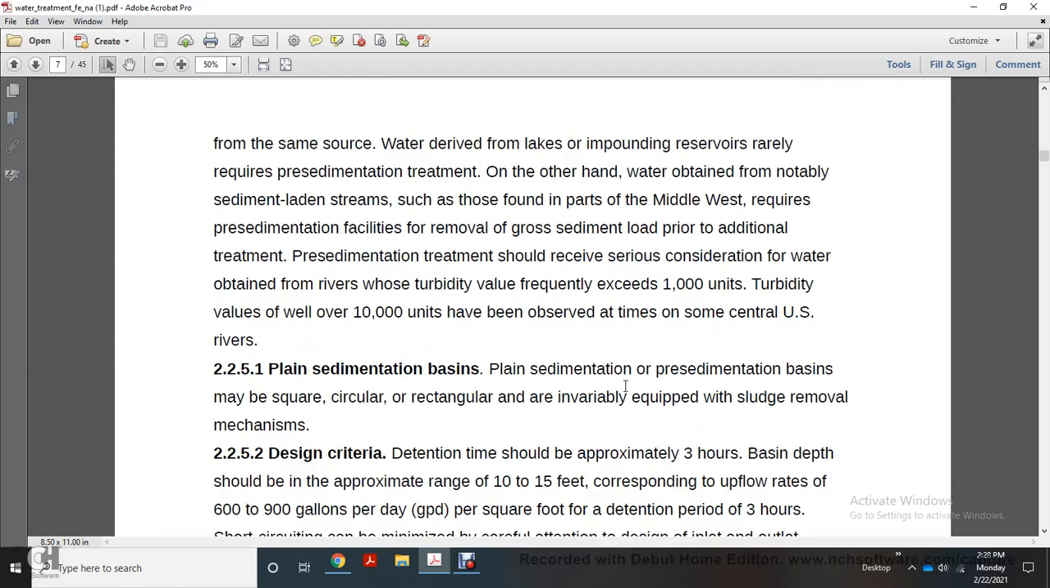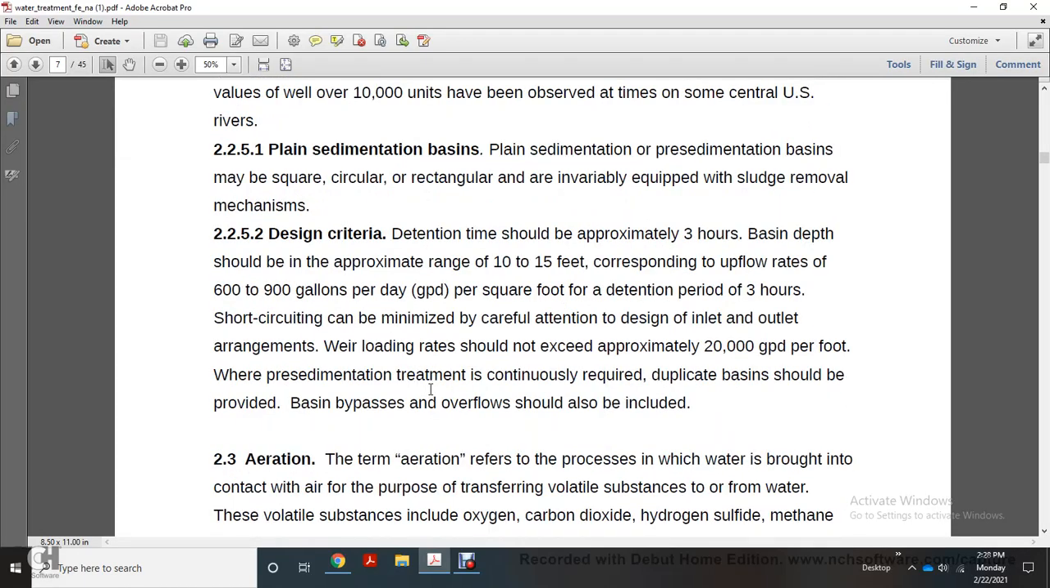Plain sedimentation basins. Plain sedimentation or pre-sedimentation basins may be square, circular, or rectangular, equipped with a sludge removal mechanism. Alright, design criteria. Detention time should be approximately 3 hours, with a depth of approximately 10 to 15 feet, corresponding to flow rates of 600 to 900 gallons per day per square foot, with a detention period of 3 hours.